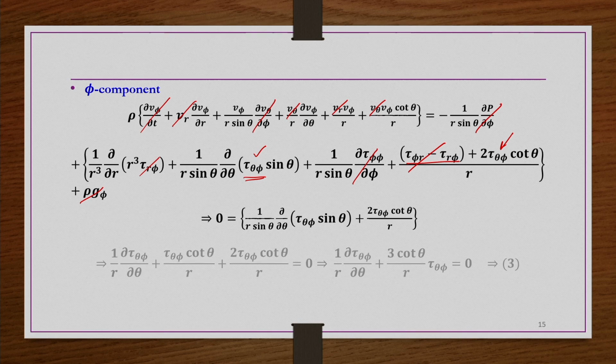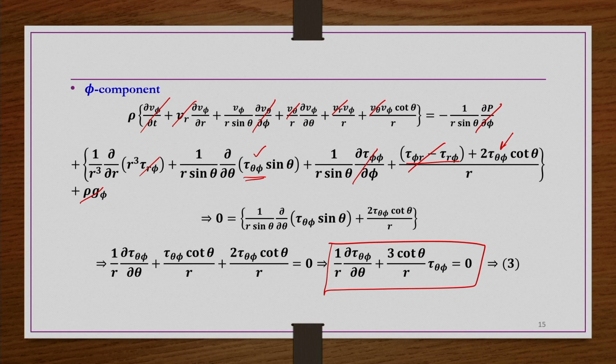Further, you do the differentiation and simplify. Then you get this equation: 1 by r dou by dou theta of tau theta phi plus 3 cot theta by r tau theta phi is equal to 0. Now this equation will give us some information about shear stress.